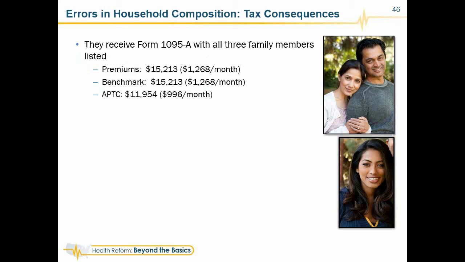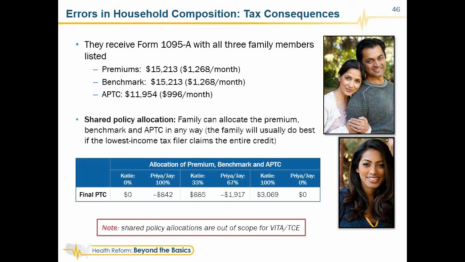So let's look at how this can work out for Jay and Priya and Katie. So here is their end of year premiums. It was over $15,000 in premiums, and their benchmark is the same since they took the benchmark plan. And they received almost $12,000 collectively in APTC. So under a shared policy allocation, they can allocate any way they want to do. And since Katie is the lower income person, and just separate this from taxes, if someone has lower income, they're getting a higher subsidy, right? Well, the same is true at the end of the year at reconciliation.